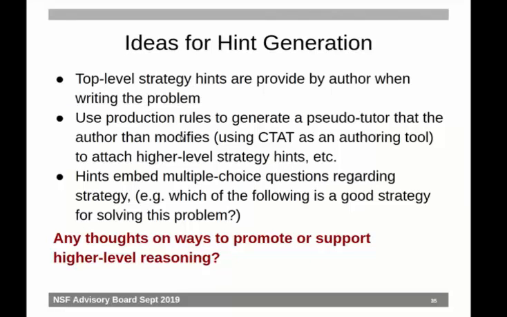Another one is this idea of pseudo-tutors, which are tutors that support only a single problem. But our production rule system is capable of generating a pseudo-tutor for a problem, and then authors can go through and just modify. That pseudo-tutor will have full support for hints and feedback the way we currently deliver them. And if someone wants to go through and say, well, I'd rather provide this hint, because of a very problem-specific style, they can do that in an efficient way using CTAT authoring tools.